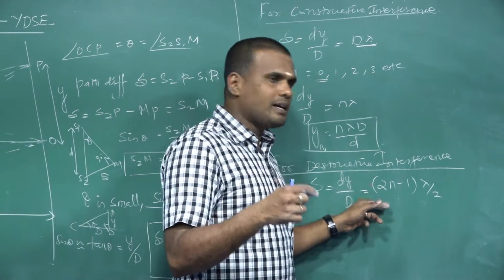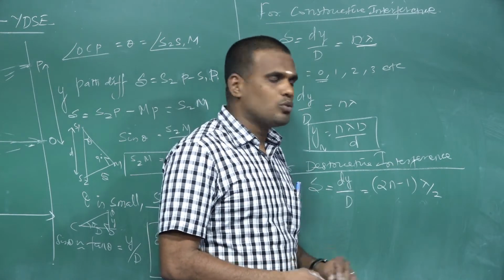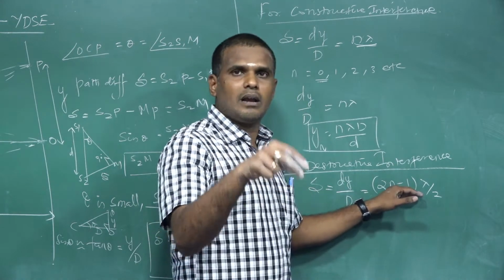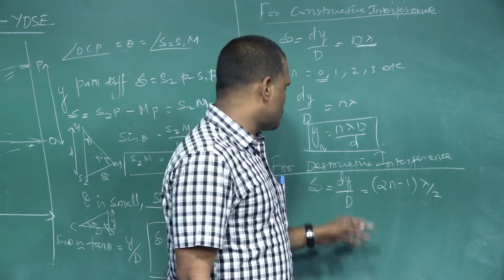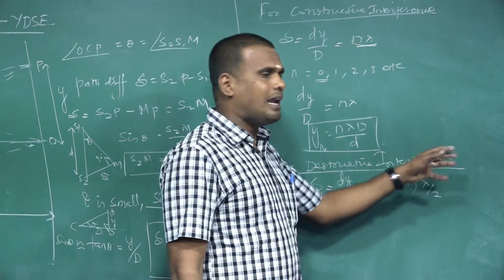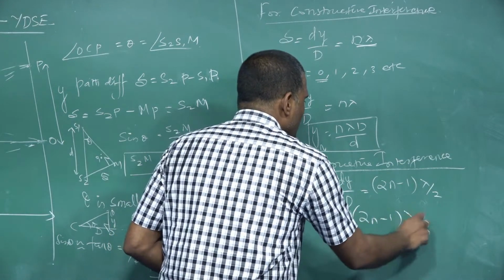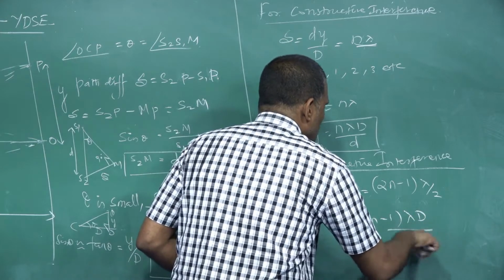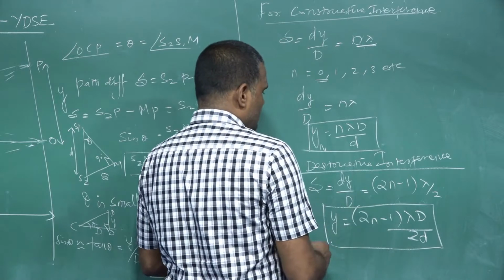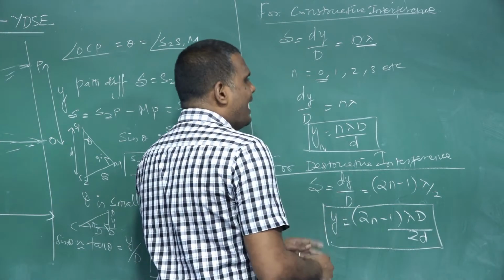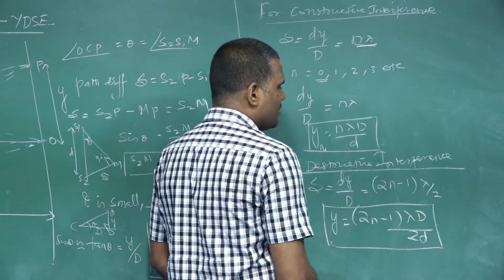So you have to take the path difference as (2n minus 1) lambda by 2. We call it odd integral multiples of lambda by 2. So delta equals (2n minus 1) lambda by 2. What is y here? y equals (2n minus 1) lambda capital D divided by 2 into small d. This is the distance at which you will be getting the dark fringe.